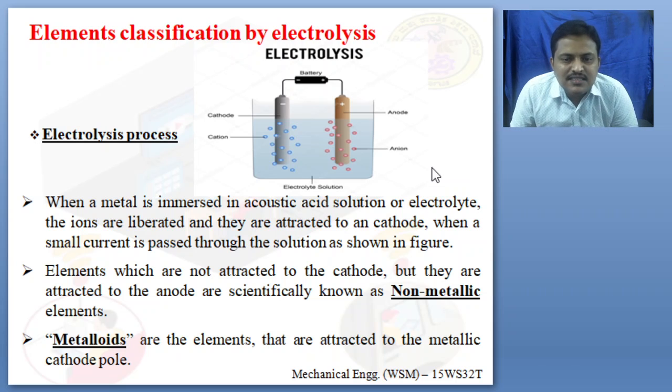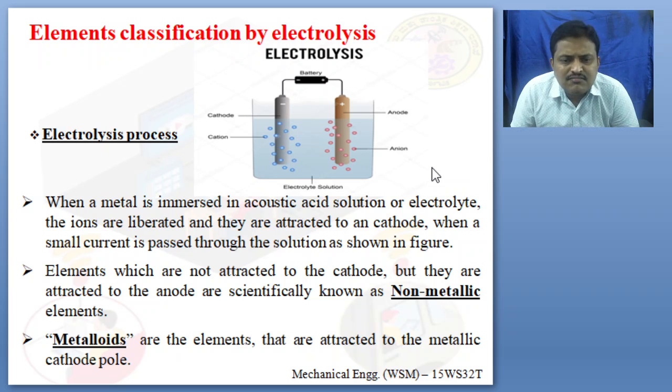When a metal is immersed in an acidic solution or electrolyte, dear students, this electrolysis works only for metals. It doesn't work for non-metals because they are non-conductors. Only metals, conductors, it is going to work. In many cases it is the same with polymers also, plastics. When a metal is immersed in an acidic solution or an electrolyte, the ions are liberated. As I said, ions are liberated. They are attracted to the cathode when a small current is passed through the solution as shown in the figure.